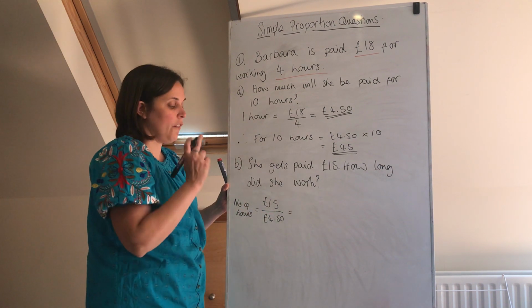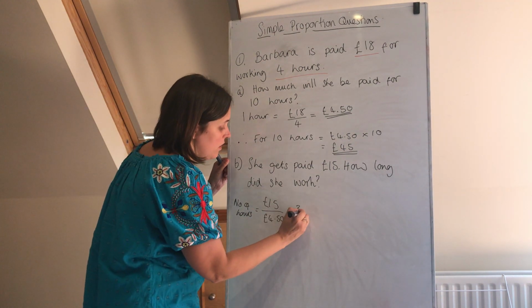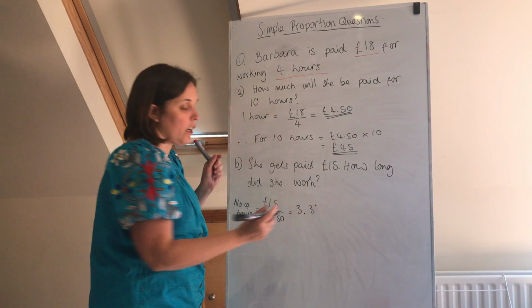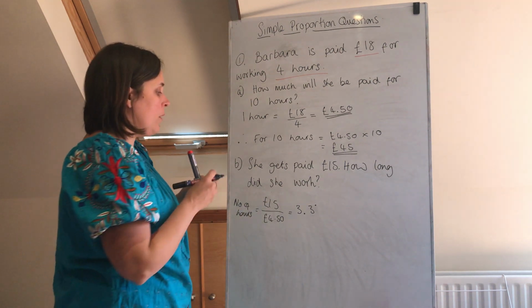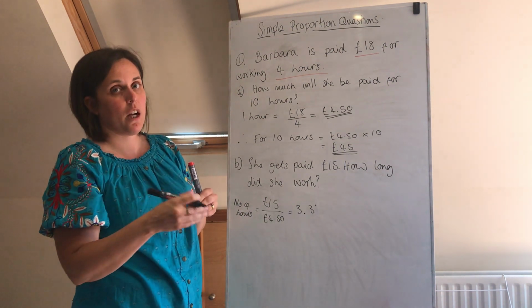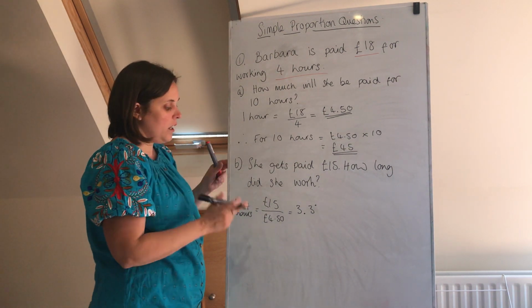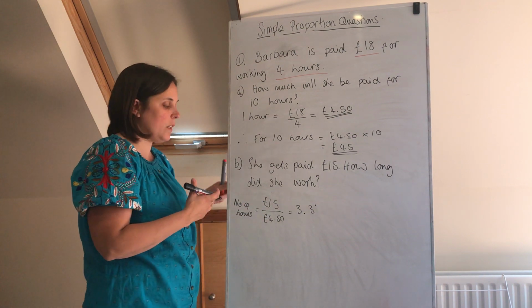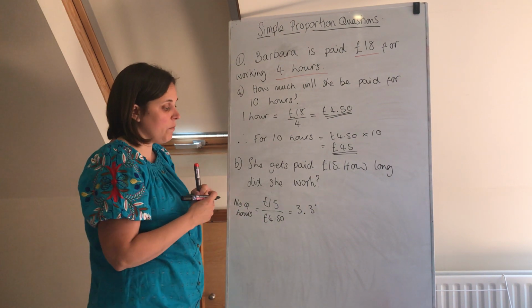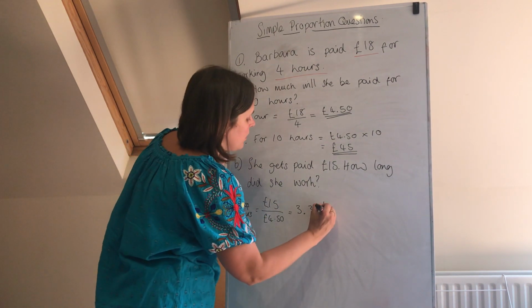15 divided by £4.50 ends up giving us 3.3 recurring if you do it on your calculator. You should know that 3.3 recurring is 3 1/3. If you're doing it without a calculator, you can always use this as a fraction and simplify it down and work it out that way as well. But suffice it to say it's 3.3 hours.